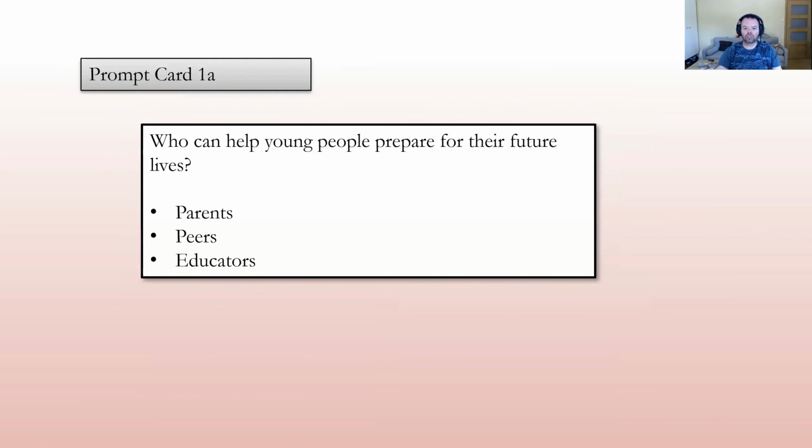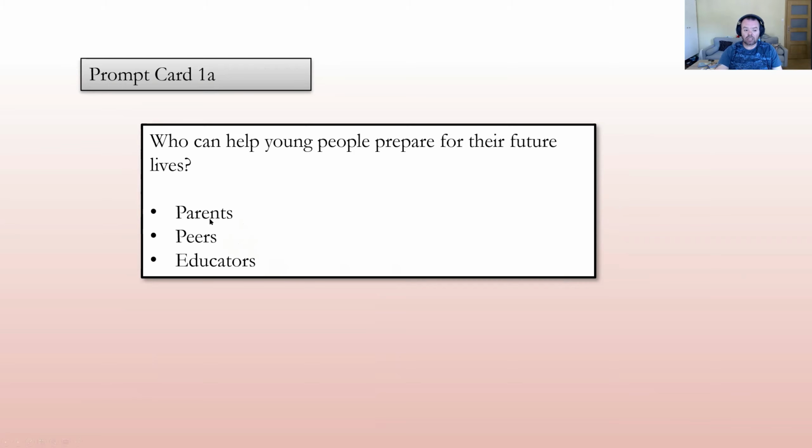And we move on to the individual long turn, and this is properly a long turn. So instead of pictures, each candidate, when it's their turn, they get a prompt card. It's a very open prompt card. Who can help young people prepare for their future lives? Now, they don't have to talk about the 3 points that are given here. If they can talk for 2 minutes intelligibly in structured language answering this question, then fair game, do it.